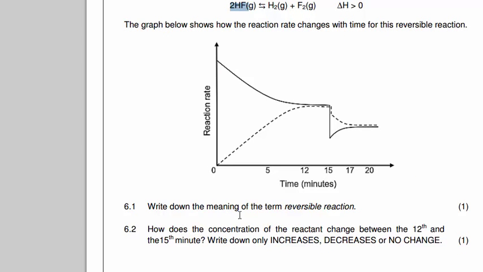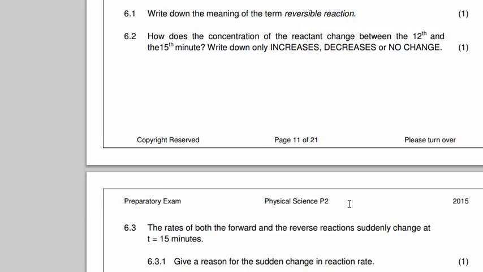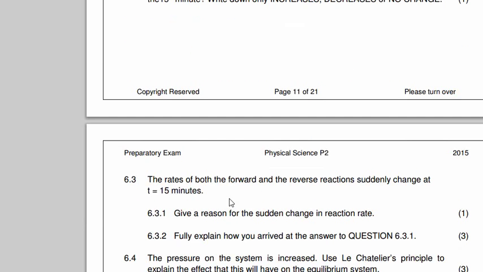Write down the meaning of the term irreversible reaction. What would you say is a reversible reaction? The products can go back to being reactants. Okay. How does the concentration of reactants change between the 12th and the 15th minute? It does not change. The rate of both the forward and the reverse reactions suddenly changed at time T15. Give a reason for the sudden change in the rate.